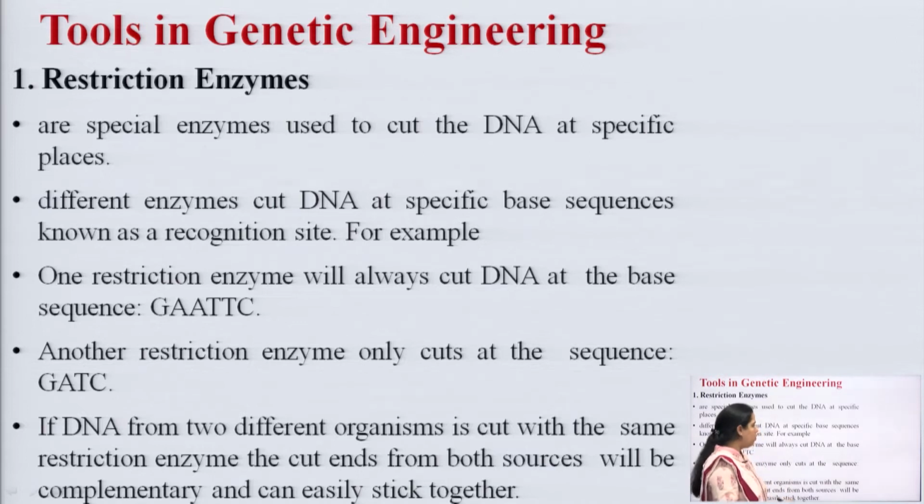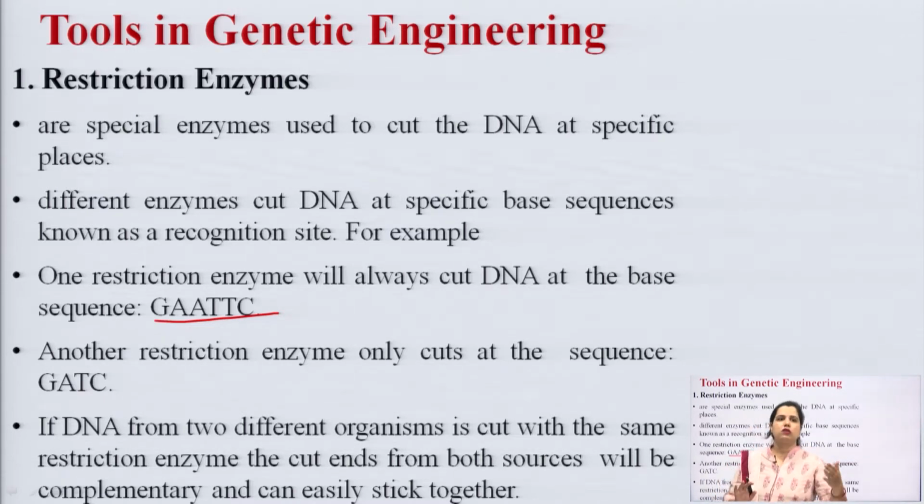So, these are nucleotides basically. They have a specific nucleotide sequence in a particular DNA, and these restriction enzymes always cut these particular sites, which they recognize. Another restriction enzyme only cuts the sequence GATC. So, we can have multiple types of restriction enzymes, right.